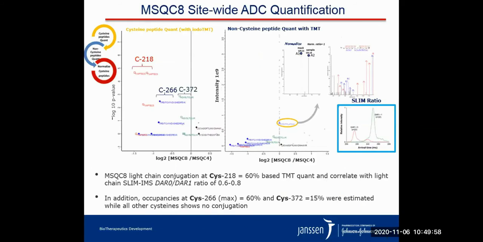Once we obtain the occupancies for each site, we make use of the non-cysteine TMT ratios of the spectra, which have exclusively the second TMT label, to obtain a normalization factor between the conjugate and the mock sample. We then use this factor to correct occupancy estimates for each site-specific cysteine conjugation site.